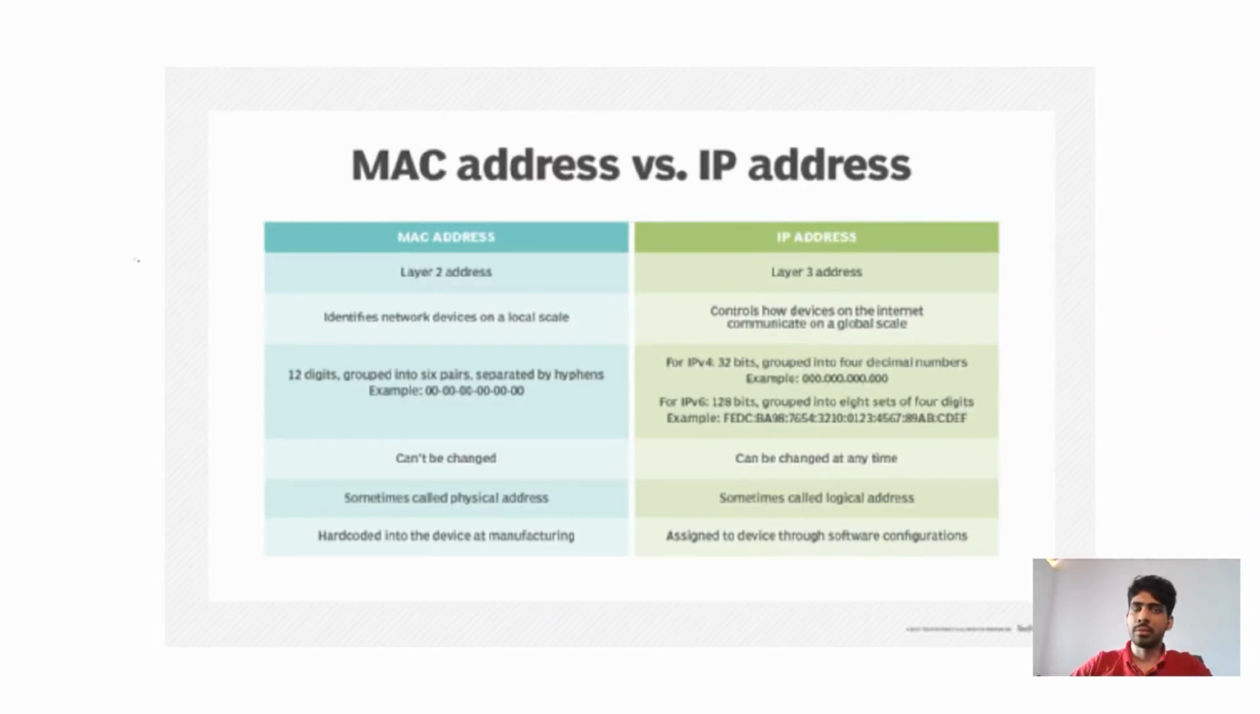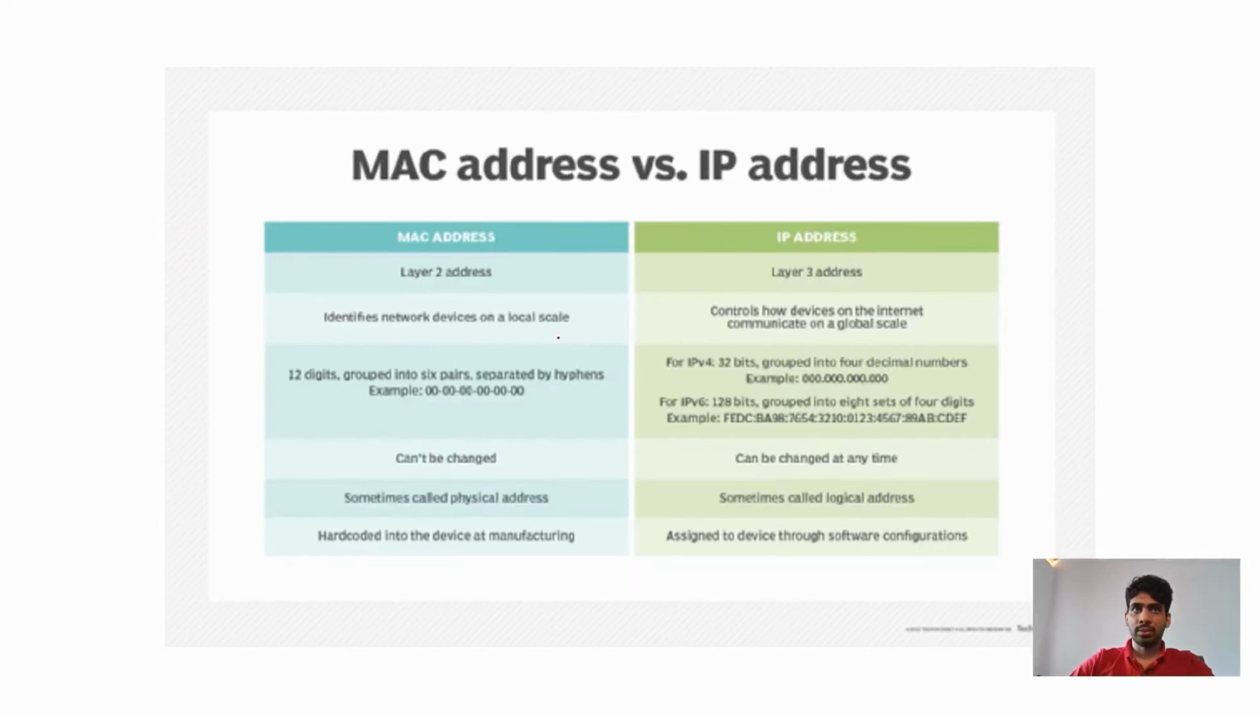When I was comparing the switch to the router, I was talking about these MAC addresses and IP addresses. We call MAC addresses layer 2 addresses because MAC addresses work on frames, and frames are in layer 2. IP addresses work on packets, and packets are on layer 3, so we call them layer 3 addresses.